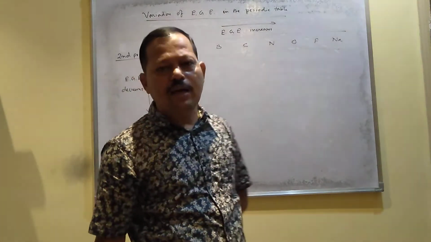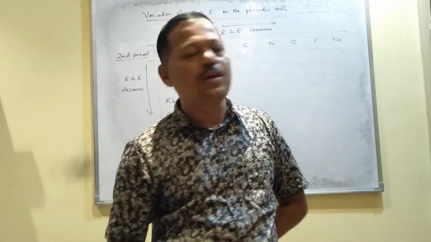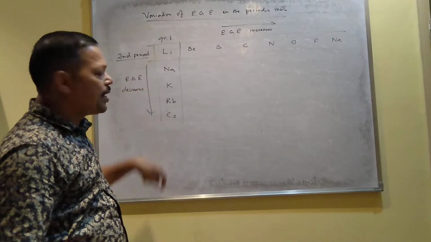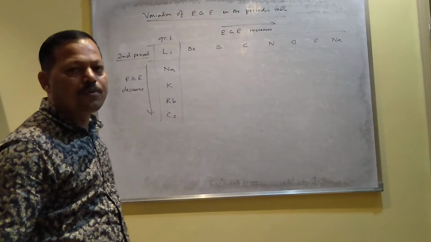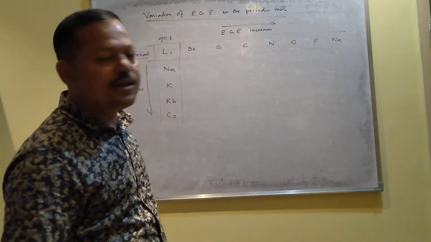Since the size of the atom goes on decreasing in a period, that is why from left to right electron gain enthalpy value increases, and in a group from top to bottom the size of the atom increases, that's why electron gain enthalpy value goes on decreasing. So this is called the variation of electron gain enthalpy in the periodic table.